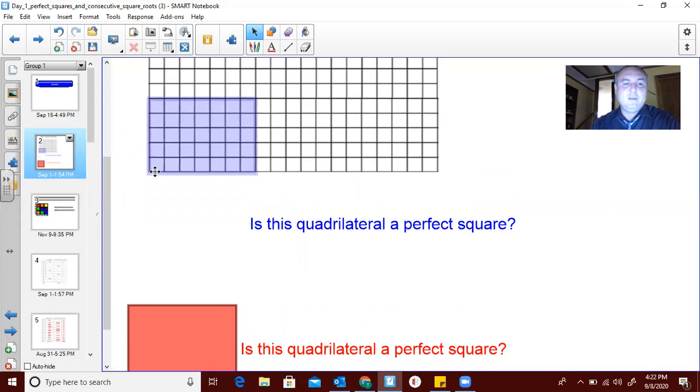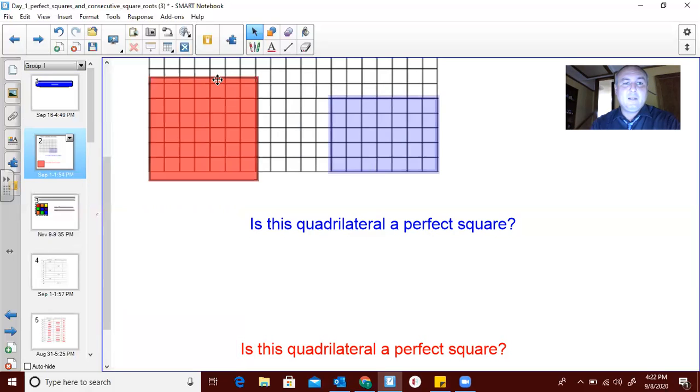So you can see here that as you count these squares, we're going to call them unit squares, you count up 1, then 2, then 3, then 4, then 5. If you count across, you get 1, 2, 3, 4, 5, 6, 7. So we know this one is not a perfect square.